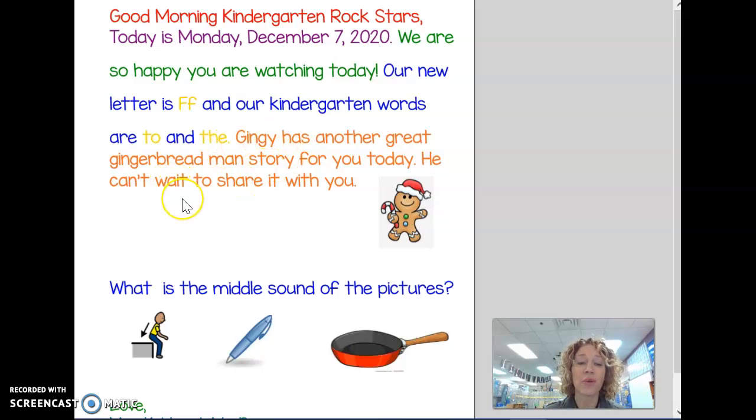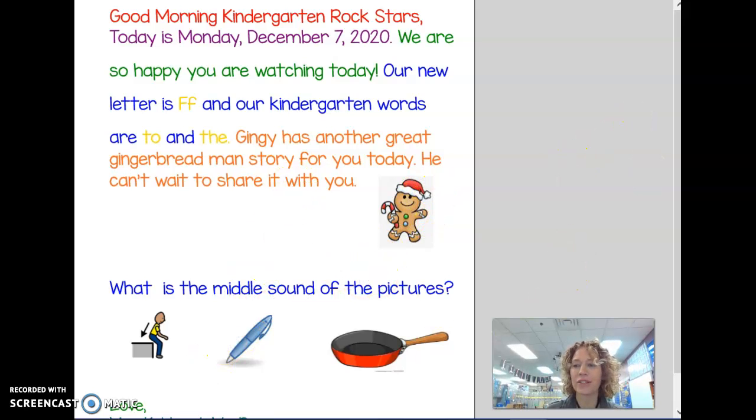Gingy has another great gingerbread man story for you today. He can't wait to share it with you. We've read Gingerbread Friends, we've read The Gingerbread Girl, The Gingerbread Boy, and today we're going to read another one. I can't wait, and he can't wait to share it with you. And there's a little picture of Gingy with his Santa hat on and a candy cane.